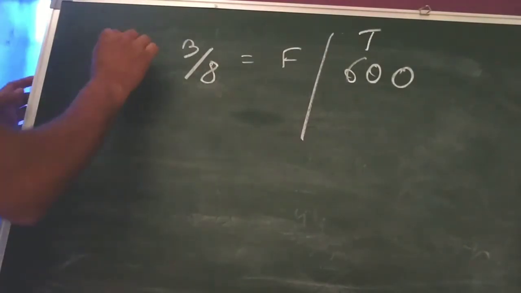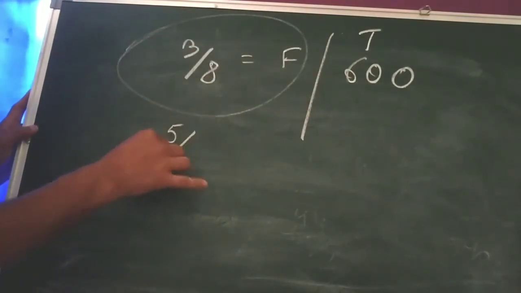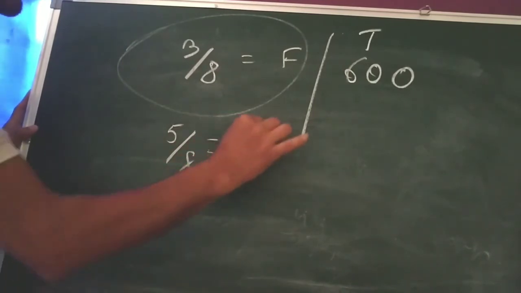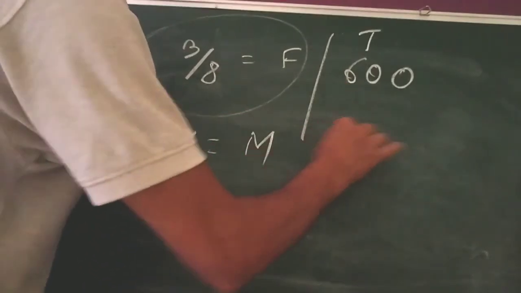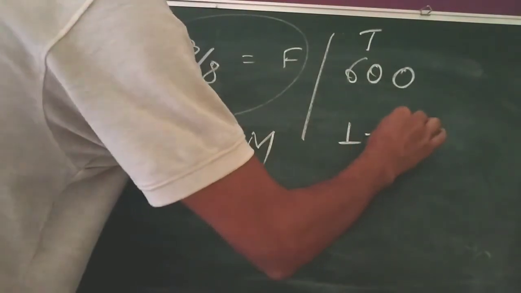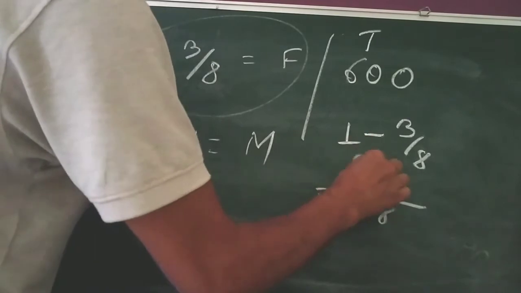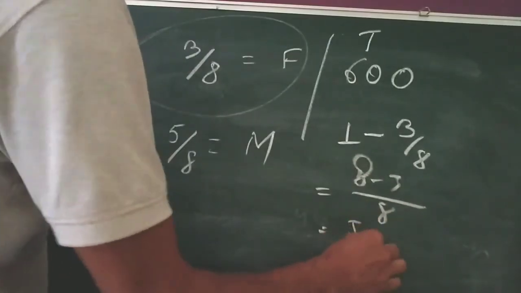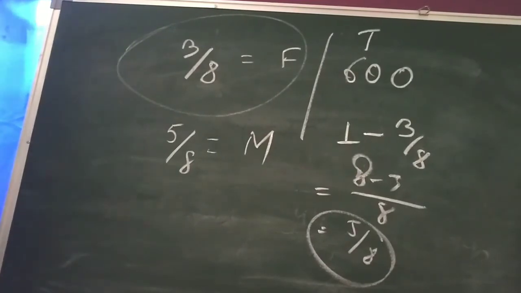Students, this is a very easy question. If 3/8 of the workers are female, then definitely you know 5/8 of the workers will be male. How do we get it? Because we know the total in fraction is 1. 1 minus the female, that is 8 minus 3, which is equal to 5/8, will be the male. So if 3/8 is female, then definitely 5/8 is male.